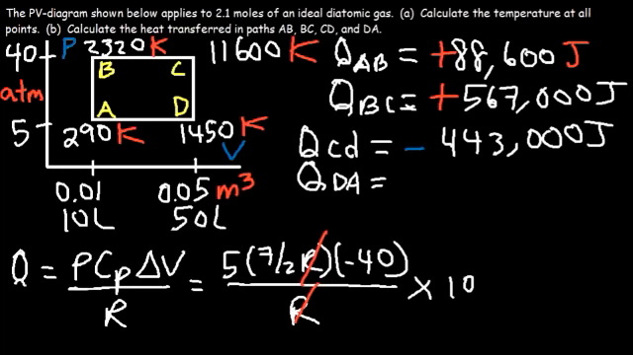So now let's calculate this value. So 5 times 3.5 times negative 40 times 101.3, this is about negative 70,900 joules.